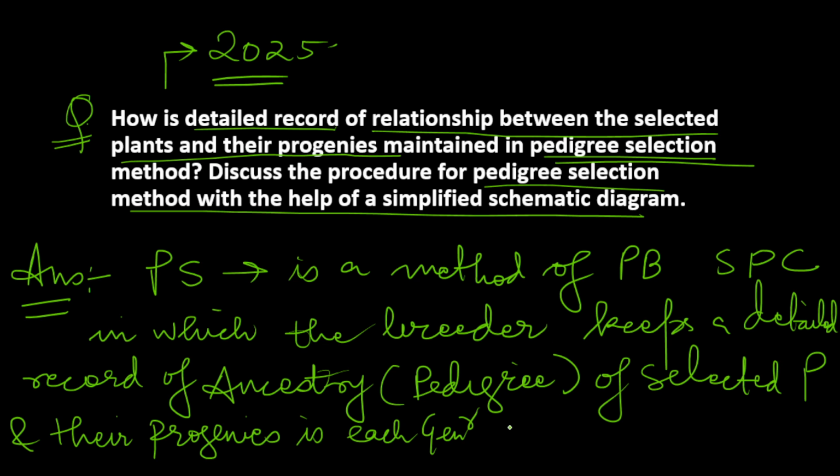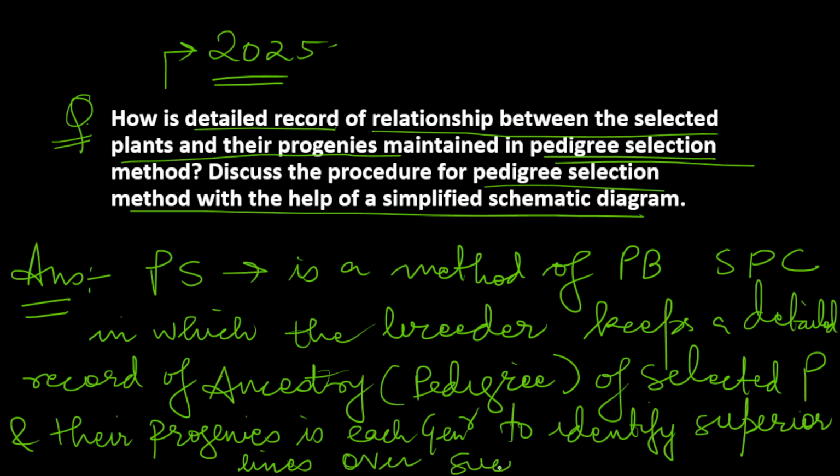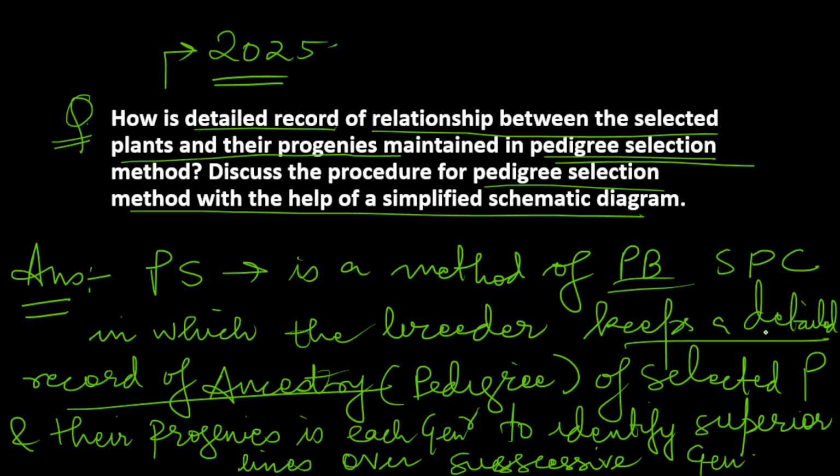to identify superior lines over successive generations. So what is pedigree selection? It is a method of plant breeding generally done in self-pollinated crops, in which the breeder keeps a detailed record of ancestry. Here the breeder is keeping a detailed record of pedigree of selected plants and their progenies in each generation to identify superior lines over successive generations, so that through this record of pedigree we can identify the superior lines in the successive generations. This is how you can define pedigree selection.